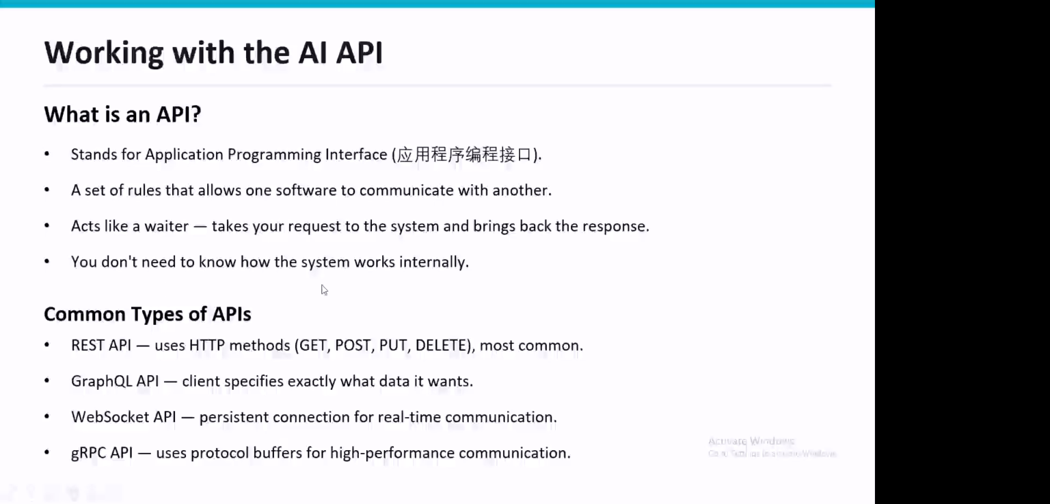So you don't need to know how the system works internally. It's all based on this AI API. There are some common types of API, like REST API, GraphQL API, WebSocket API, and gRPC API. So these are some common APIs.